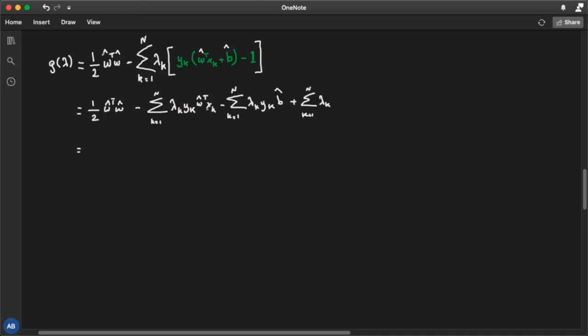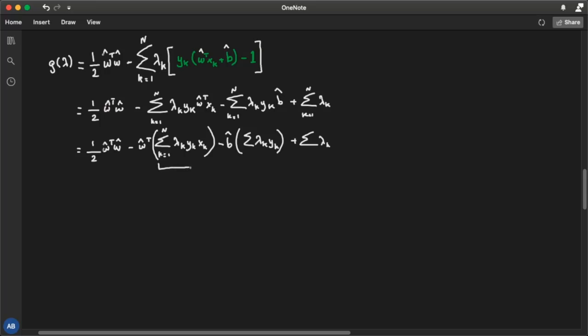Let's extract terms that do not depend on k outside those sums. So what we get is w hat transpose goes outside, the sum for k going from 1 to n of lambda k, yk, xk, minus b hat times the sum on lambda k, yk, plus a sum on lambda k, right?